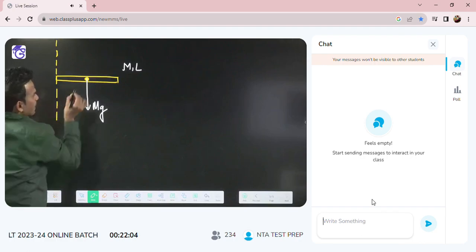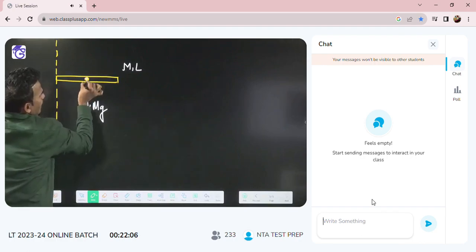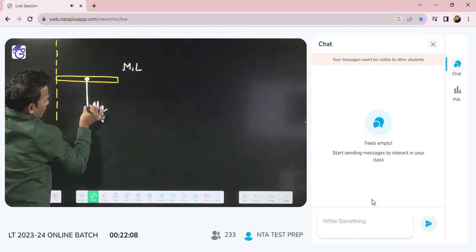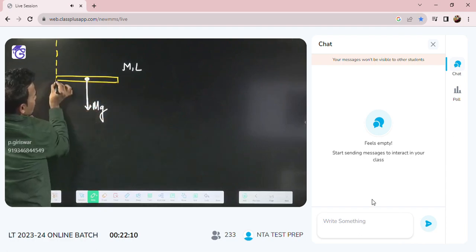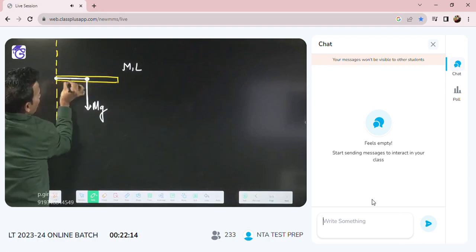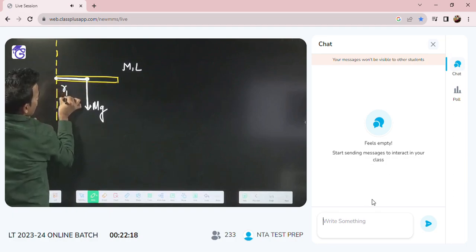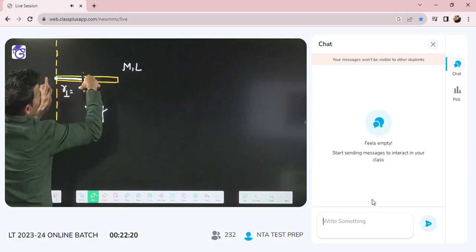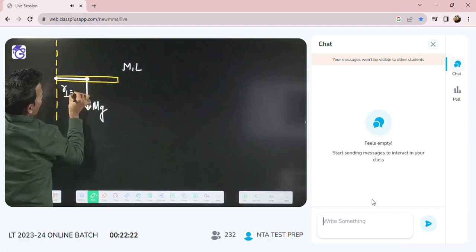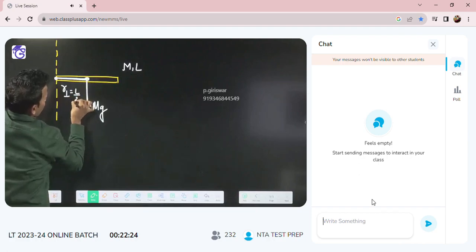Once you remove your hand, gravity will act vertically down, mg. Now this gravitational force will give torque about the axis. So we require R perpendicular. Can you tell me how much R perpendicular will come? R perpendicular means perpendicular distance of force from axis. R perpendicular will come L by 2.